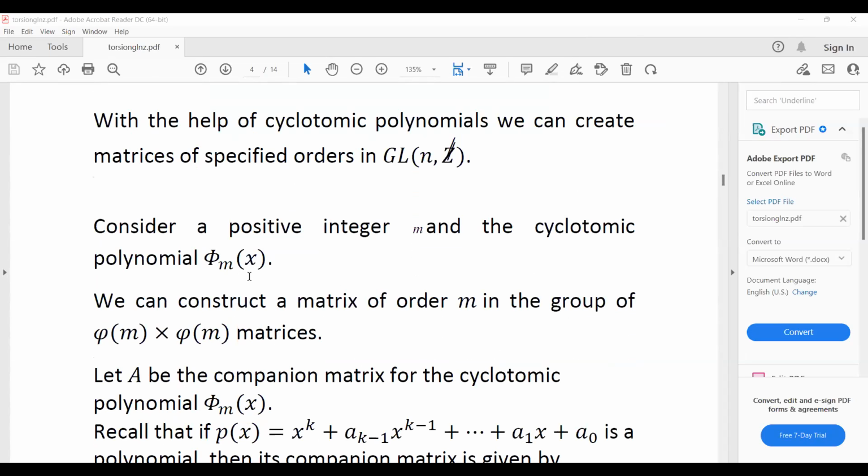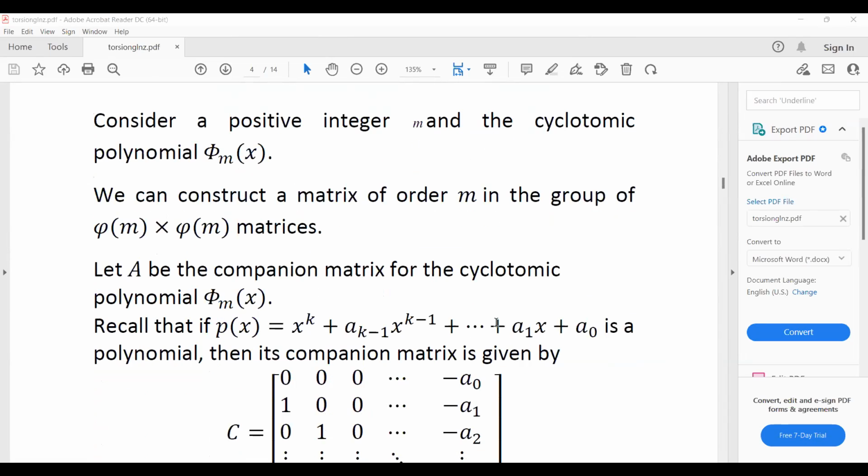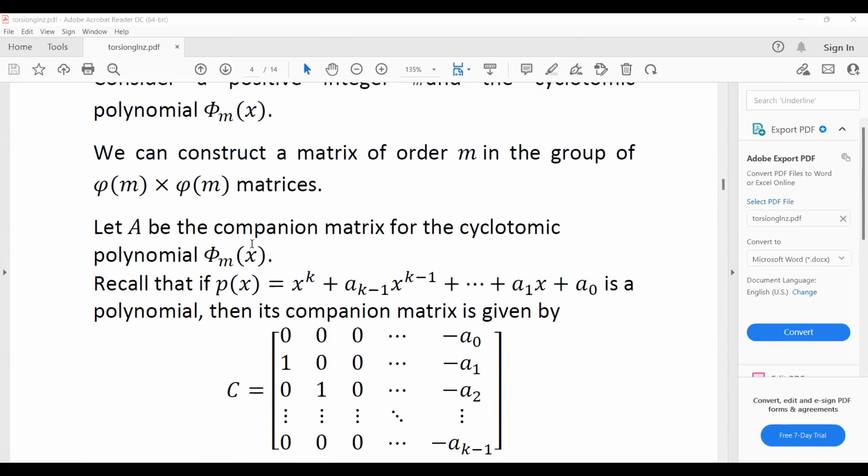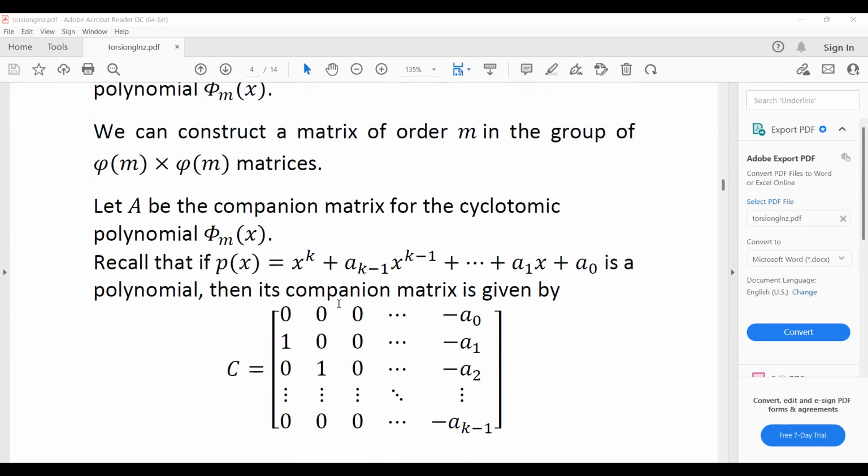Consider any m and the corresponding cyclotomic polynomial phi m. We remember that the degree of phi m is small phi of m. So you consider a group of phi(m) cross phi(m) matrices and order m. Let's see how to do that. Look at simply the companion matrix of this. You know that the companion matrix of a polynomial looks like this, and you do it for phi m of x.